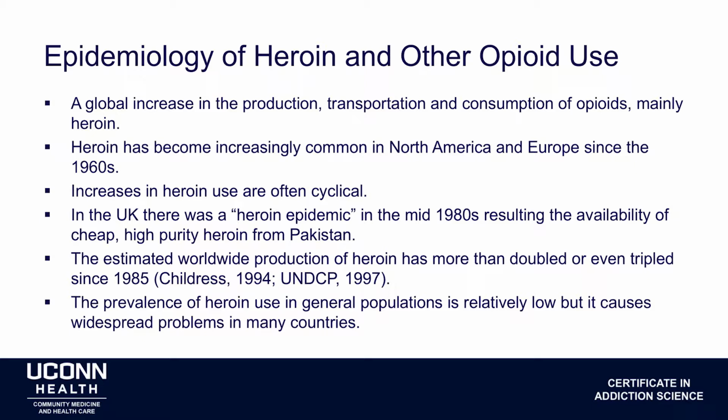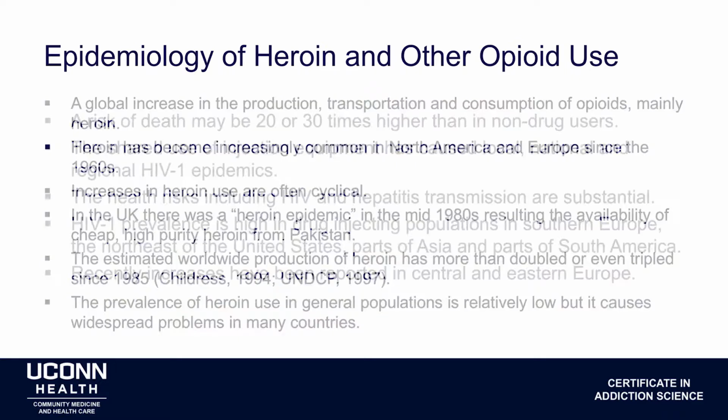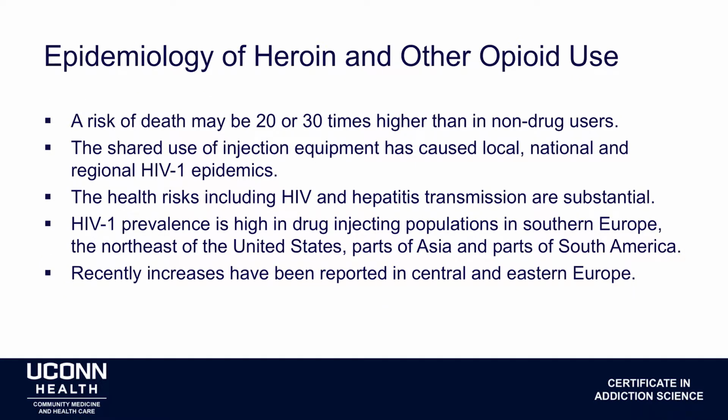In the United Kingdom, we had epidemics in the 1980s where cheap, pure, high-quality heroin was imported from Pakistan. We've had epidemics in Australia and other countries, and we've had reversal of these epidemics once they could be traced to their source. Other opioids have entered the picture in the United States, and this has led to increases in overdose deaths as well as the spread of HIV infection.